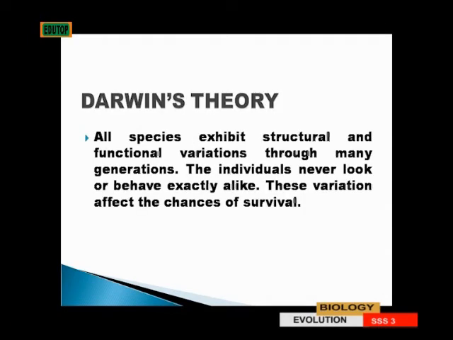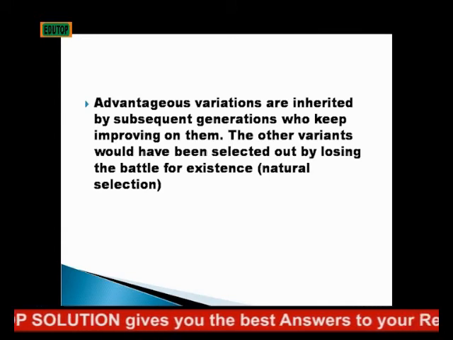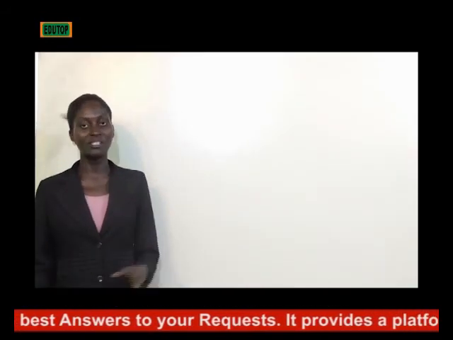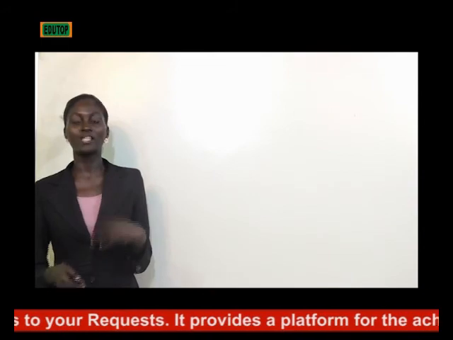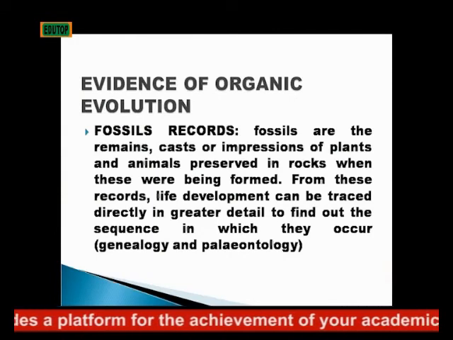He also said that all species exhibit structural and functional variations through many generations. The individuals never look or behave exactly alike. This variation affects their chances of survival. He said advantageous variations are inherited by subsequent generations who keep improving on them. So the subsequent generations keep improving on what their parents are. The other variants will have been selected out by losing the battle for existence. So in this battle of survival of the fittest, the ones that are not capable lose out and become extinct, while those that are able to survive keep getting better.